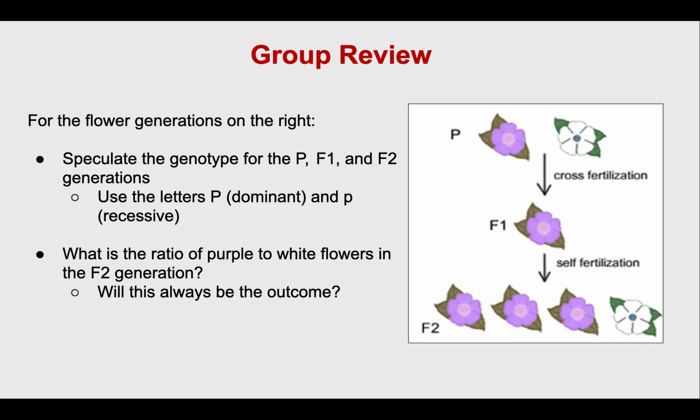I have another exercise for you. Looking at the flowers on the right there, I want you to speculate the genotype for the P generation, the F1, and the F2. Use the letter P to denote the dominant and the recessive allele. In this case, we are looking at the color purple, purple being dominant. And think about the ratio of purple to white flowers in the F2 generation.